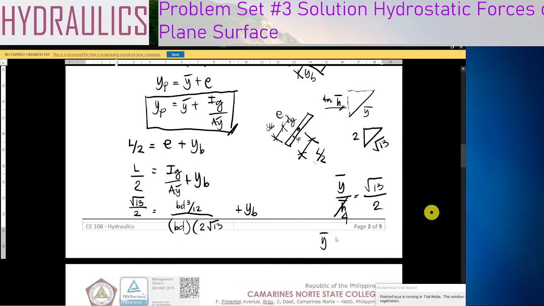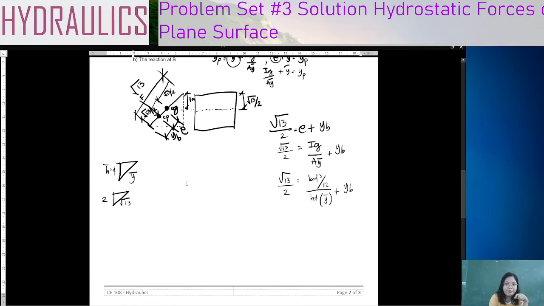It is better if you drew this yourself at home so you can imagine it better. So, by similar triangle, we get Y bar over H bar is equal to square root of 13 over 2. It's also here. And then, Y bar is simply equal to 4 square root of 13 over 2. So, this is 4 meters. Now we have obtained the location of Y bar.